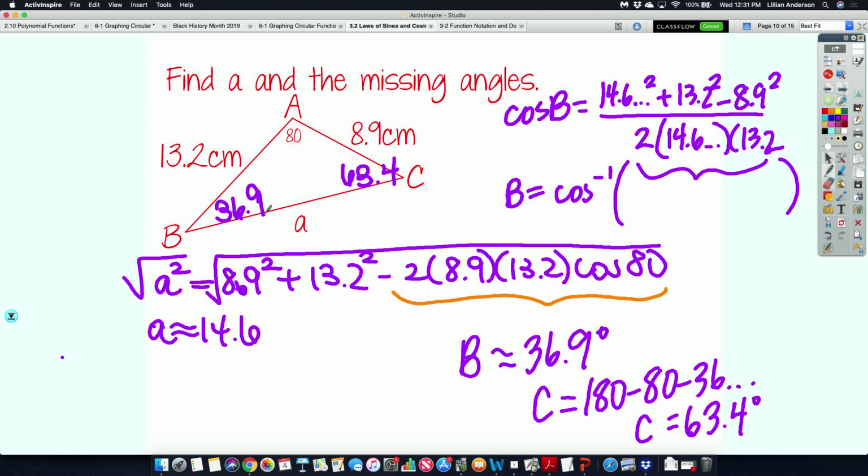Not that this would happen, but to prevent any types of errors, your longest side should be across from your largest angle. When we look at this, 80 is my largest angle, and 14.6 is my longest side. This is another quick way to check: did I do this right? Do my numbers make sense? Yes, they do make sense.